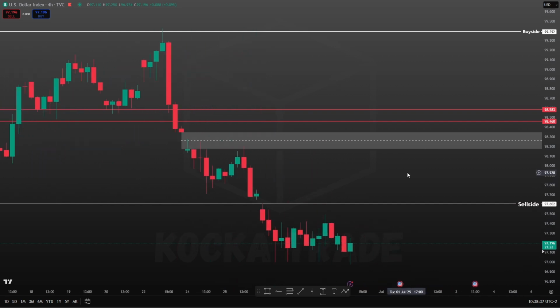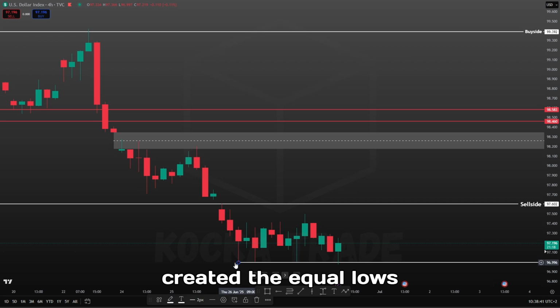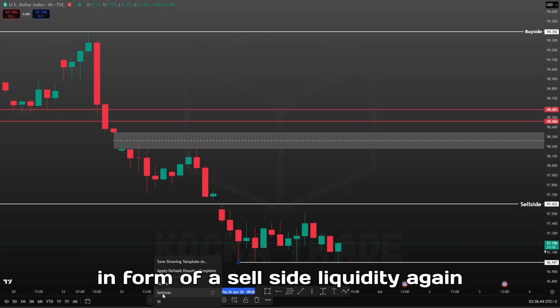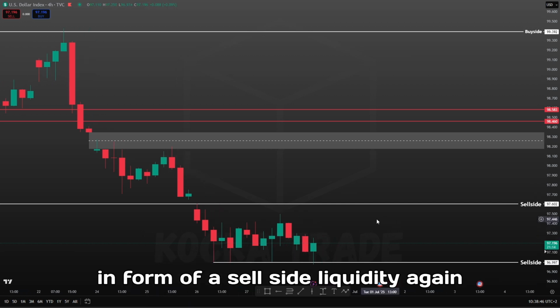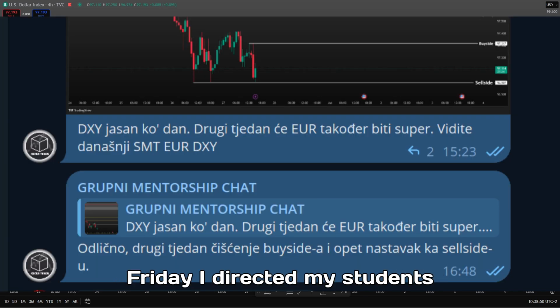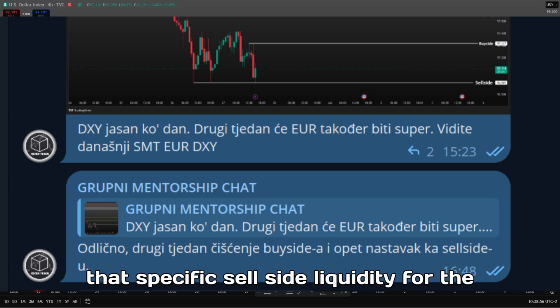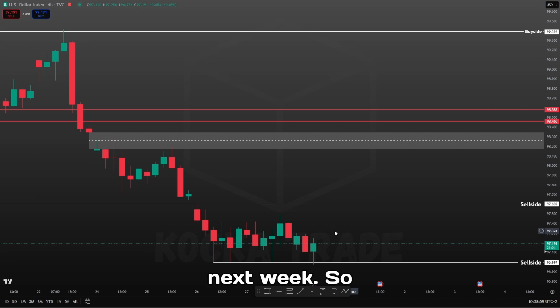Since then we created the equal lows in the form of a sell side liquidity again. As you can see on the chart, on Friday, I directed my students to look for that specific sell side liquidity for the next week.